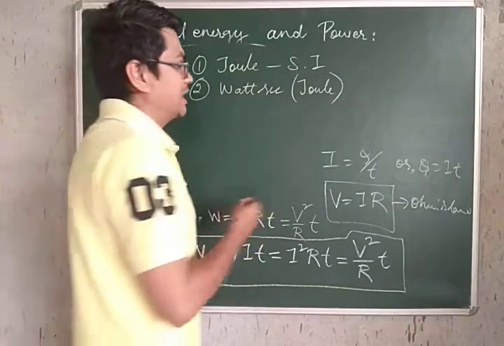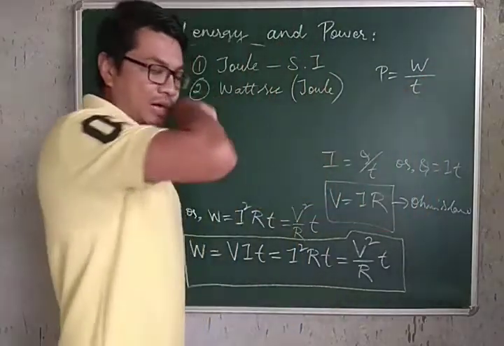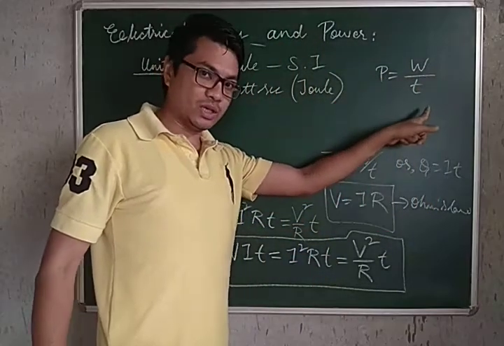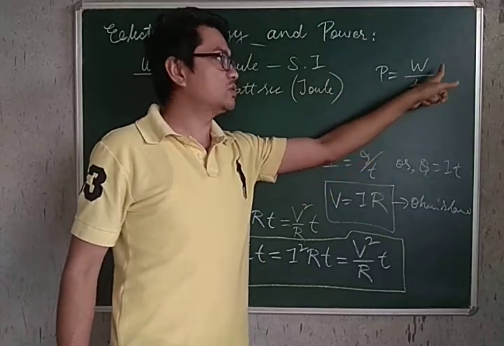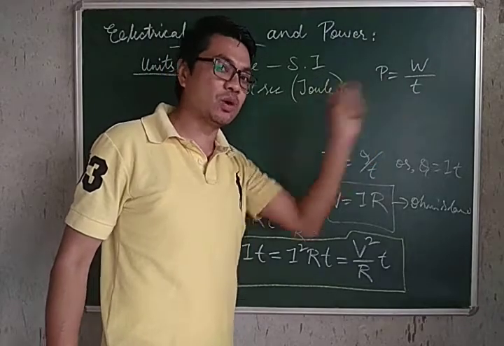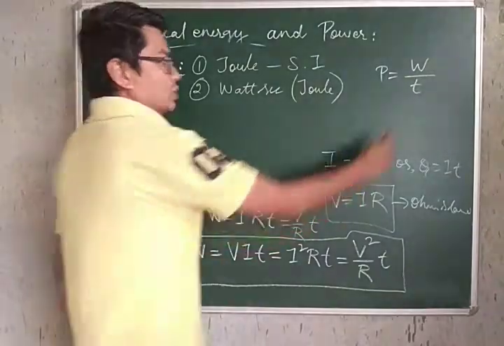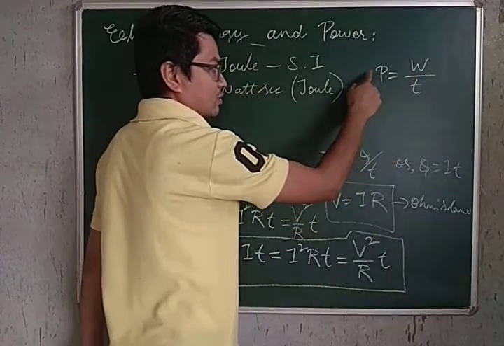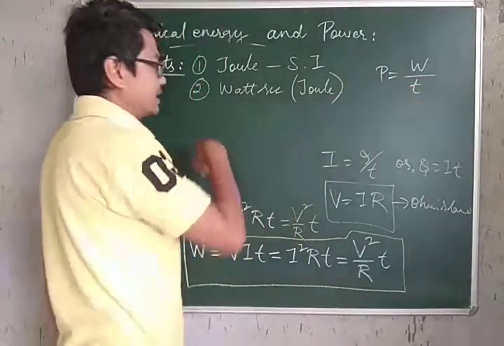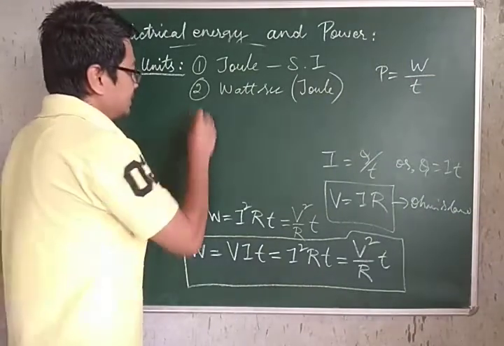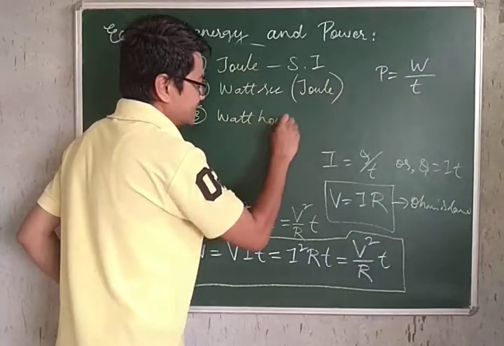We are going to talk about power, but let me just show you the definition. Power is defined as the rate of doing work. Work is measured in joule, time is measured in second. So joule per second is what is called watt, the SI unit of power. So work or energy can be written as watt into second. So joule is watt into second. The third unit could be watt hour. These are bigger units.